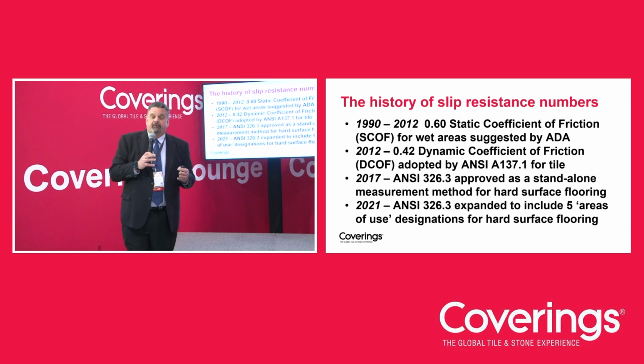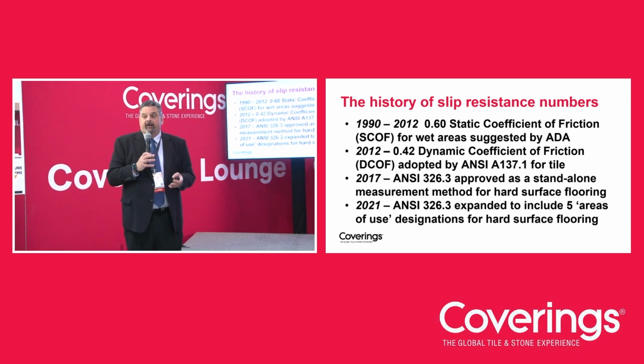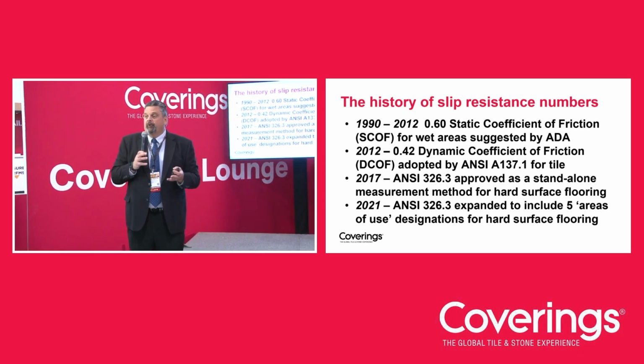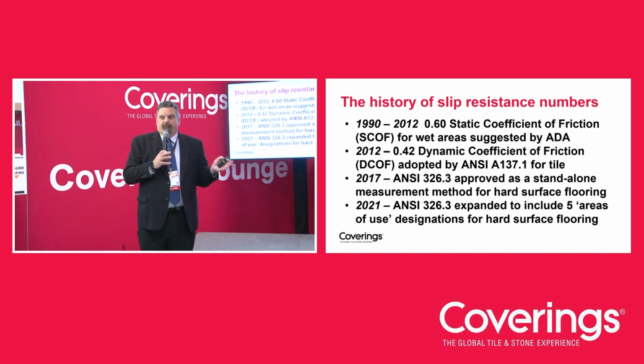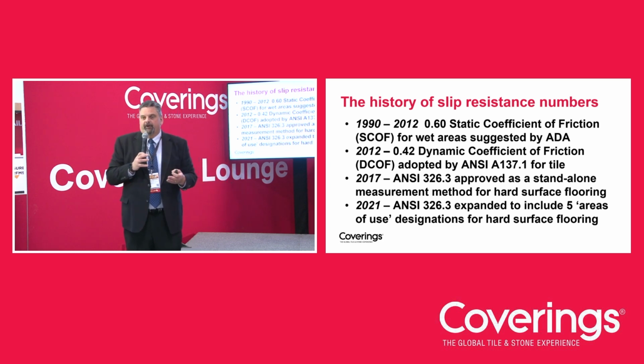So 0.42 is what the tile industry settled on as the number that we want to promote for tiles that are going to be used wet. And still, it was very binary. It was either a dry area, it's less than 0.42, or it's a wet area, it's greater than 0.42. There wasn't a whole lot more shades of gray in there. And for the most part, that worked.